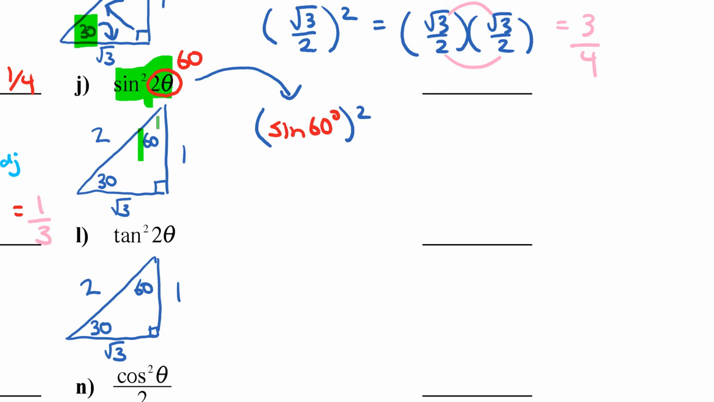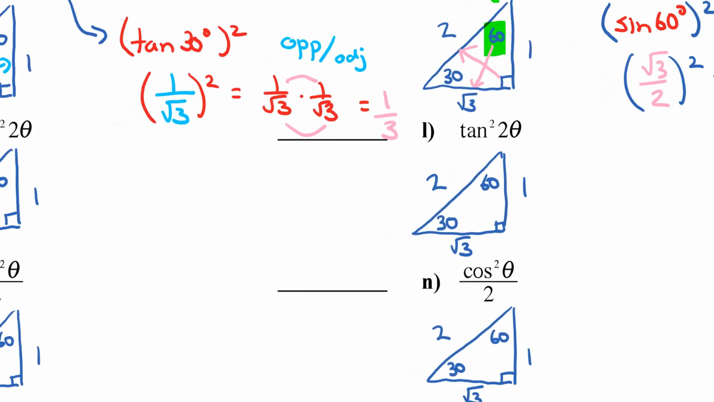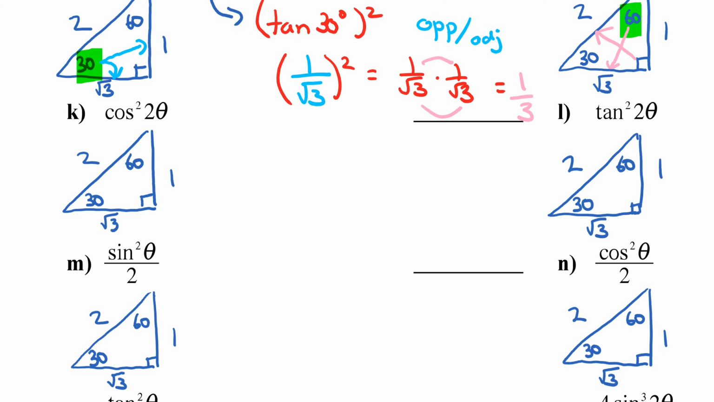Now, where's the 60 degrees? It's right there, and sine is opposite over hypotenuse, so the opposite is root 3, and the hypotenuse is 2. So this is going to be root 3 divided by 2, all to the power of 2. So that's going to be root 3 divided by 2 times root 3 divided by 2. And root 3 times root 3 is 3, and 2 times 2 is 4. So my final answer is 3 over 4. All right, so once you do a few of these, you start getting used to the kind of problems and looking at the triangle here for the 30, 60, 90 triangle.